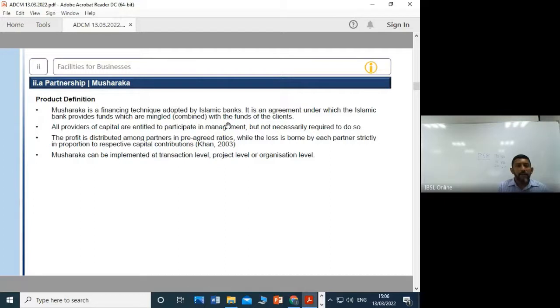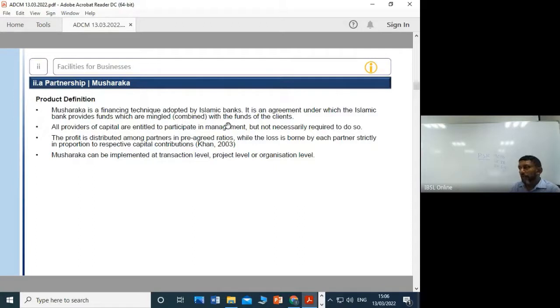Any ratio is acceptable as long as both parties agree to it at the start of the Musharaka, at the start of the partnership. So two parties, the customer and the bank, contribute capital towards the transaction, the project, or the organization, and agree the profit sharing ratio at the outset.